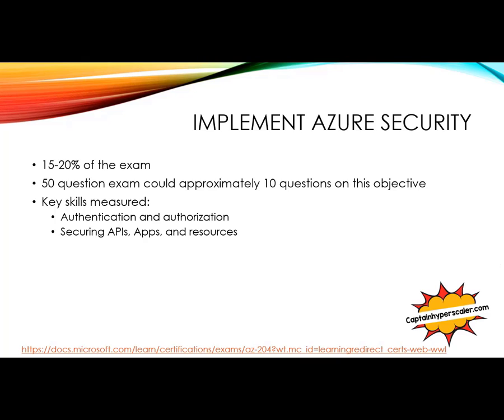So understand that with the weight of the exam and the 1,000 point scale, you're going to have questions, you're going to have case studies that are going to intertwine these objectives to a degree. The objective percentage is just to give you an idea of how many potentially direct questions you might get around security, around authentication and authorization, again, around securing APIs, apps, and resources. You need to understand what those are in a foundation of development anyway. And there's always, in just about every Azure certification, a security objective within them.